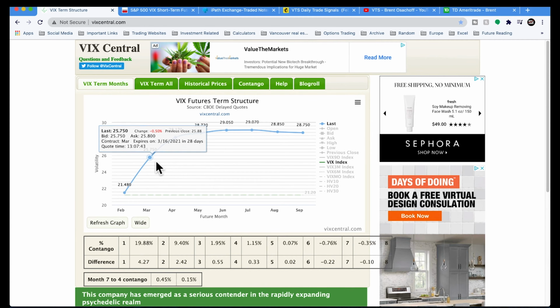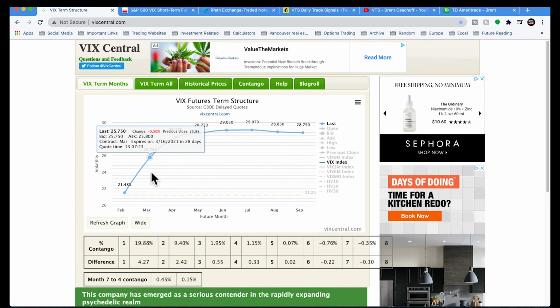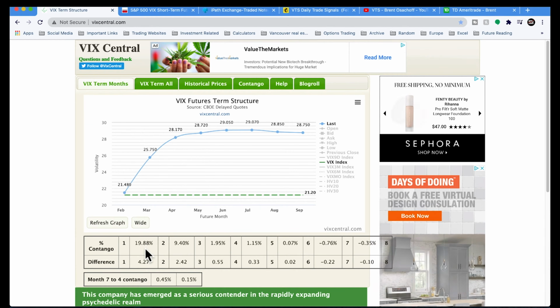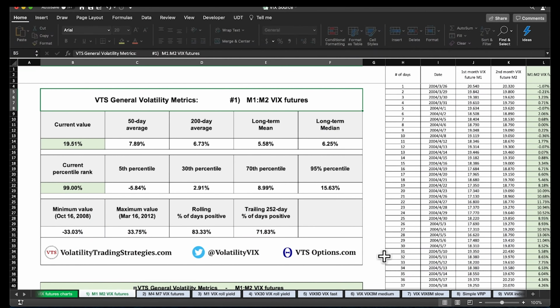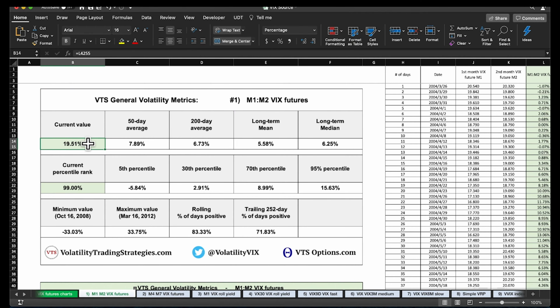What I want to show is where that 19.88% ranks as far as history. And then we will circle back to what happens when the M1 disappears. So if we look at a little bit of data here, this is one of my spreadsheets, we can see that the current value, this was an intraday value, so it's slightly different now, but that 19.51% Contango in the M1, M2 VIX futures is extremely high.